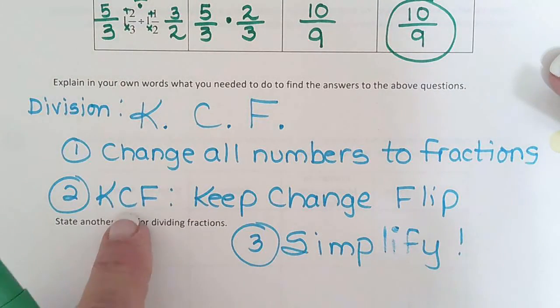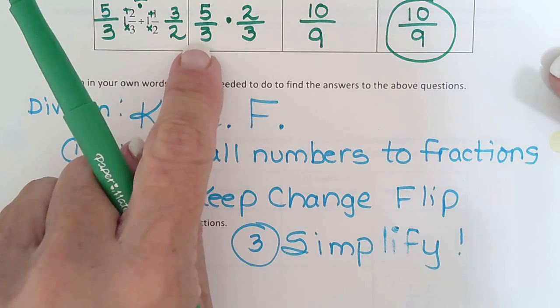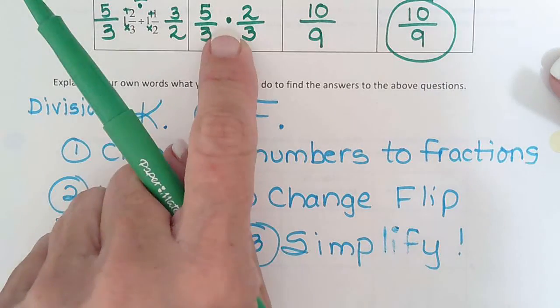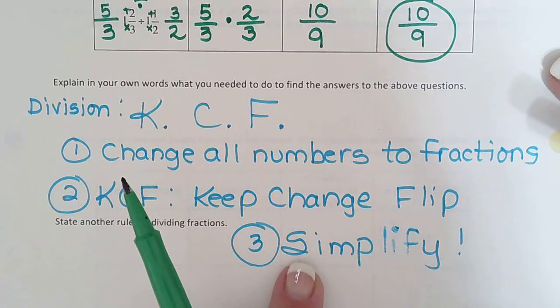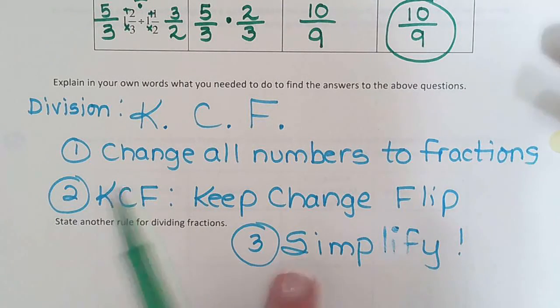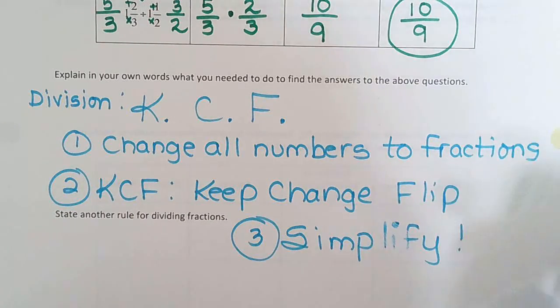That's step 1. Step 2 is keep, change to multiplication, flip. And then step 3, the last step is always simplify. So I would write that down again because studies show the more you write down things, the more likely you are to remember it. So write those steps down and we're done with lesson 7.